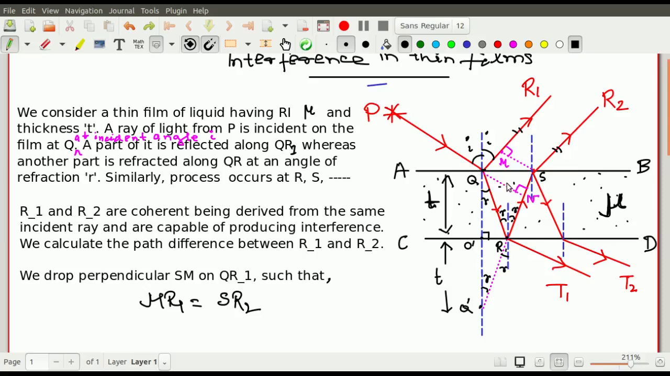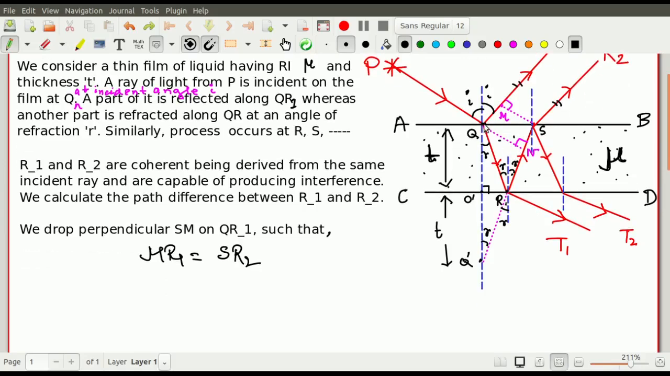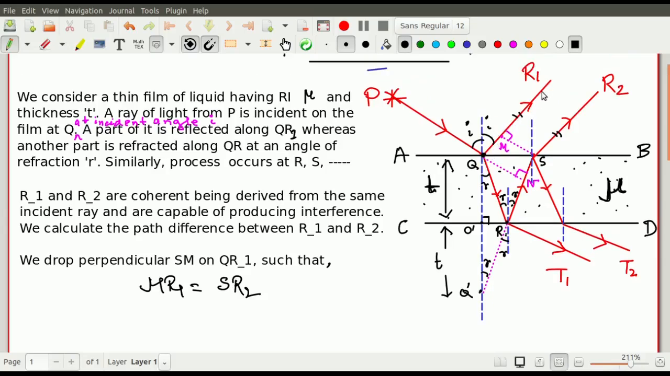What is the difference between the two paths? Take Q as the origin point. From Q, one ray goes to R1 directly, and the other goes from Q, turns at R, and goes to S, then R2. So these are the two paths.